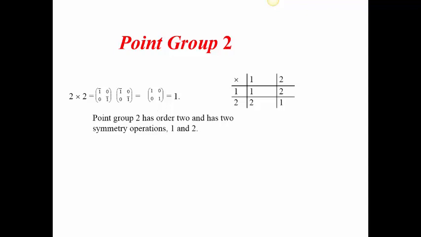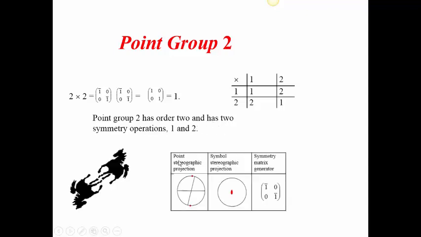Point group 2 has order 2 because it has 2 elements, 1 and 2, and 2 symmetry operations. It has a point stereographic projection. Again, we have the y-axis coming horizontal and the x-axis going downward. Here is the identity, and you have a twofold, and the twofold takes the identity and goes 180 degrees. And this is the matrix for the twofold.